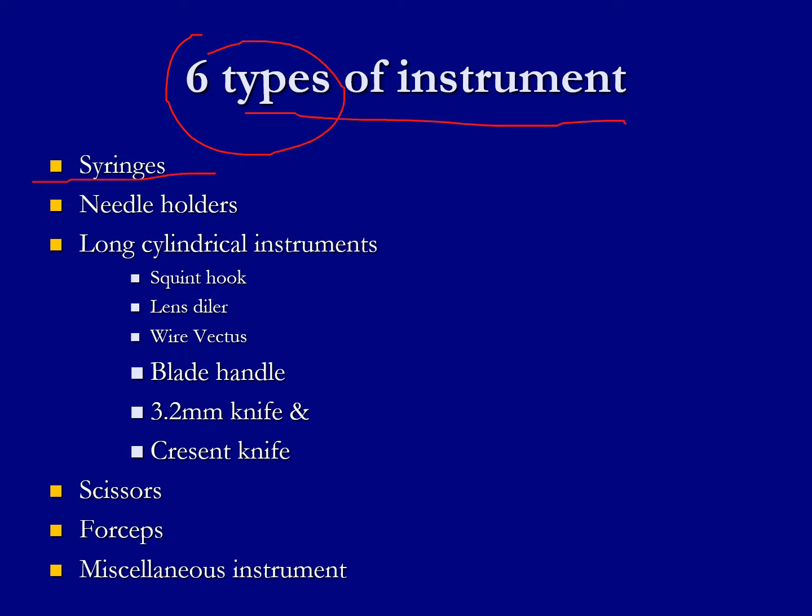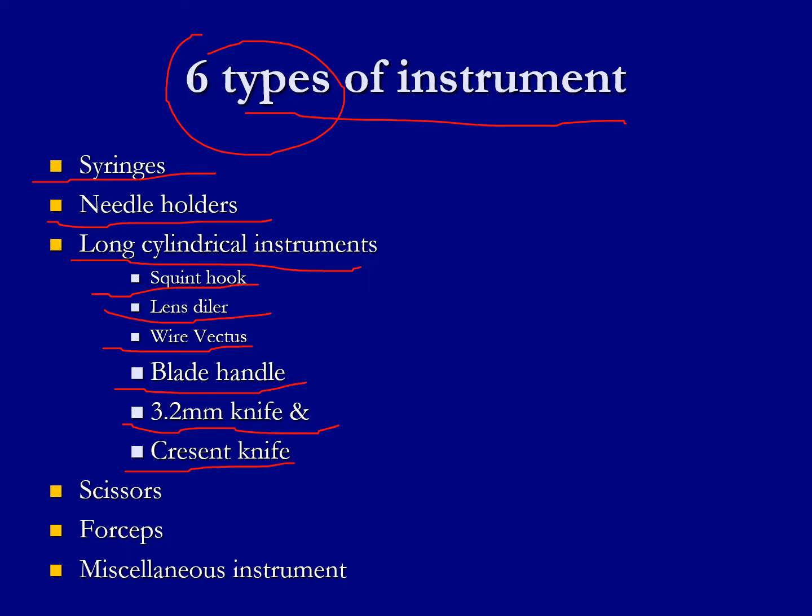One are the syringes, and we'll see what syringes are. Then needle holders, which are to hold the needles. Then some long cylindrical instruments. I've just called them long cylindrical instruments so you can recognize them during the TOACS or viva. One of them is the squint hook, a lens dialer, which is used to dial the intraocular lens, wire vectors, which is used sometimes to take the lens out of the eye, a blade handle on which you fit the number 15 blade, and a 3.2mm knife, which is used in phaco and SICS, and a crescent knife, which is used in SICS.